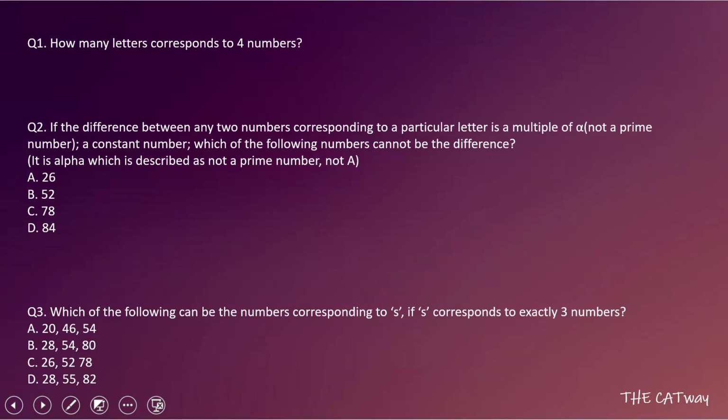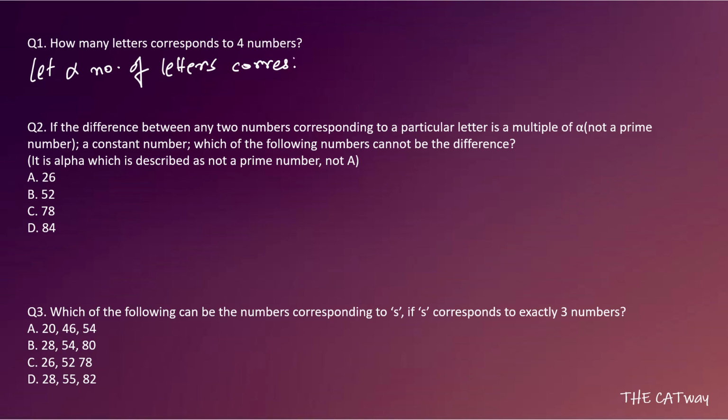Now the first question is, how many letters correspond to 4 numbers? So let's do this. Let alpha number of letters correspond to 3 numbers, that means alpha number of letters can be represented by 3 numbers. And let beta number of letters correspond to 4 numbers. So this is what we can say.